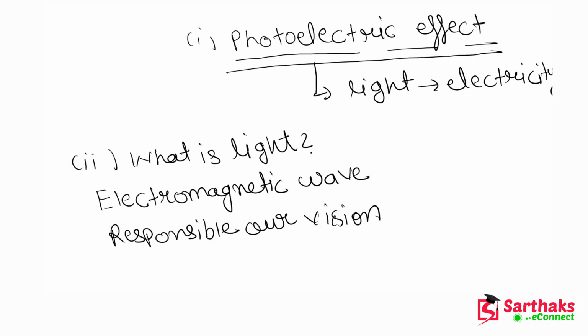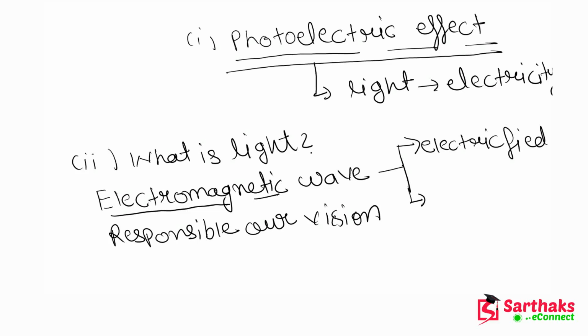So what does electromagnetic mean? An electromagnetic wave means a wave which has both components. Which components am I talking about? I'm talking about the electric field and magnetic field. If both components are found in a wave, then those waves are called electromagnetic waves. So light is also an electromagnetic wave, and it is responsible for our vision.